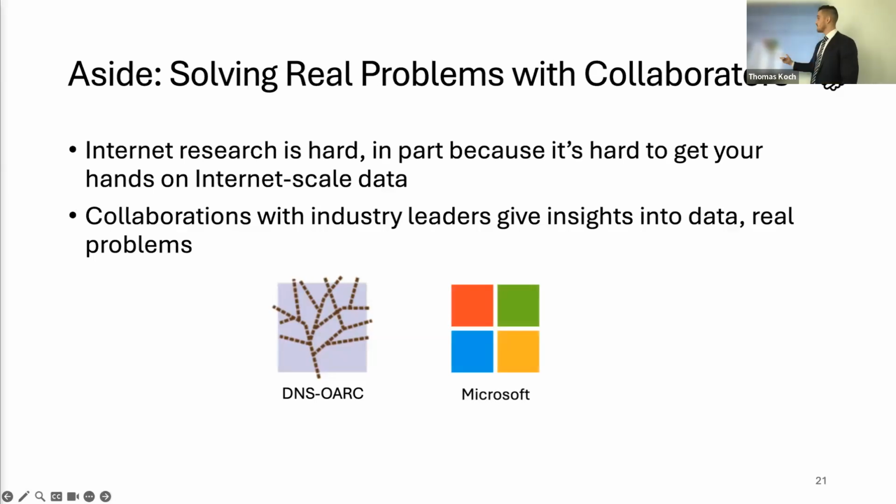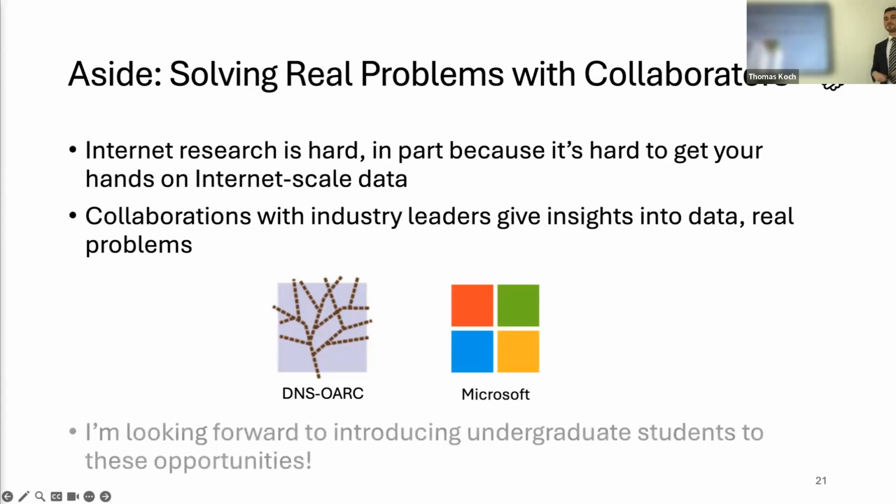So I worked with DNSORG, which is like a critical internet infrastructure company, and Microsoft in this study to answer these interesting questions. And I'm looking forward to introducing interested Barnard undergraduates to these opportunities because they often lead to internships, jobs, positions in academia, et cetera.